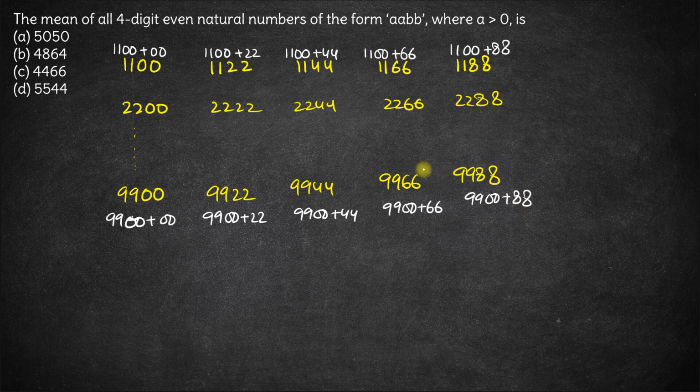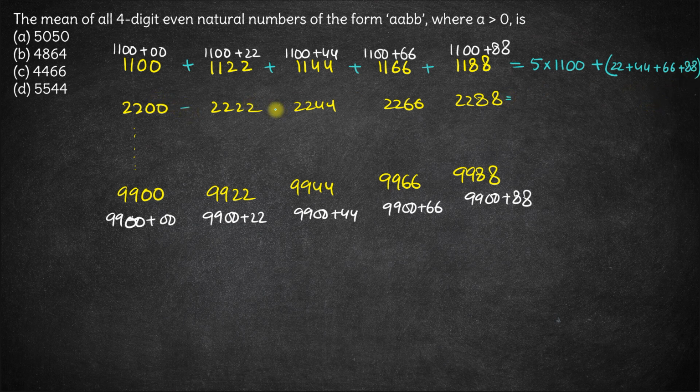Now why did I break it like this? Let's see. Once you add all these numbers in the first row, what you get is 1100 gets added 5 times. So 5 times 1100 plus this 00 has no value. So 22 plus 44 plus 66 plus 88. This is what you'll get. 22, 44, 66, 88. Right?